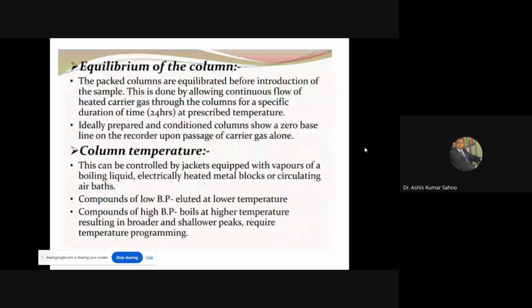Equilibrium of column. The packed columns are equilibrated before introduction of the sample. This is done by allowing continuous flow of heated carrier gas. So, column temperature. The compounds of low boiling point are eluted at lower temperature, compounds with higher boiling point at the higher temperature. So we should maintain the column temperature depending upon the mixture.